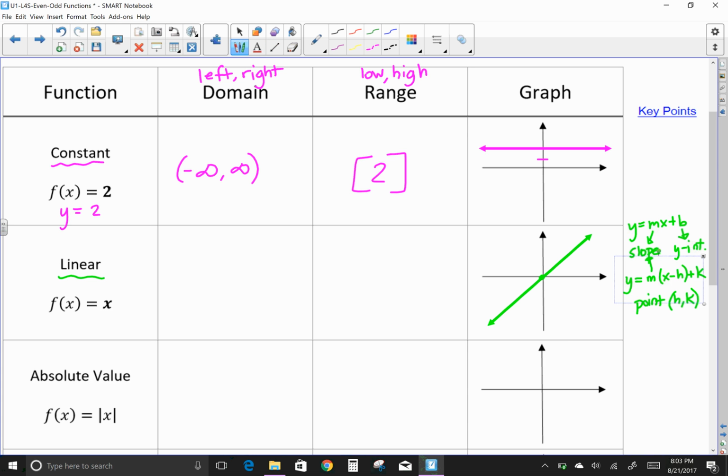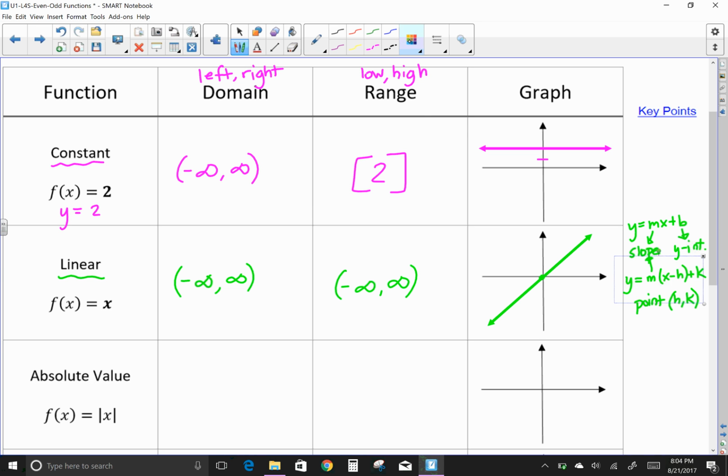Now, what is the domain? Again, left arrow, negative infinity. Right arrow, positive infinity. And this time we do have a lowest point, and the lowest point goes on forever and ever down, so that's negative infinity. Highest point goes on forever and ever, that's positive infinity.